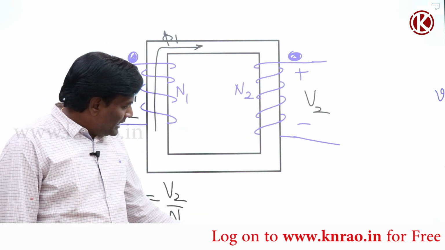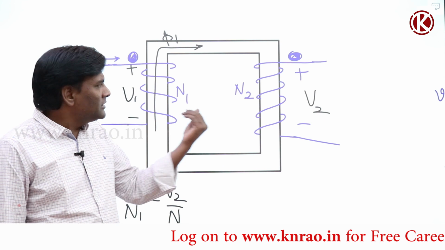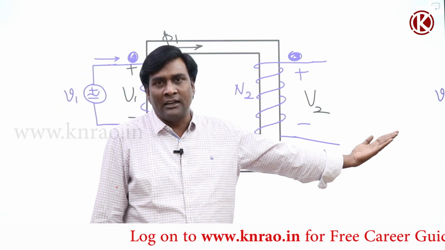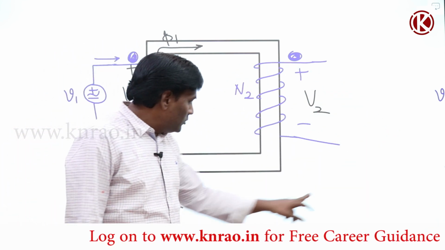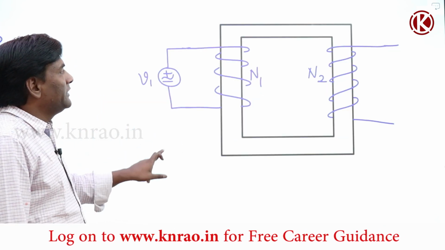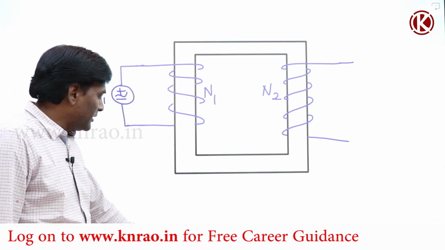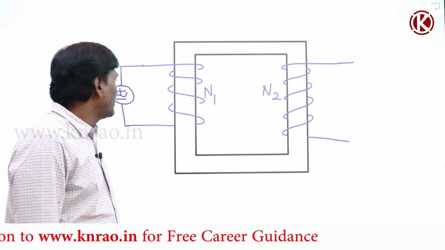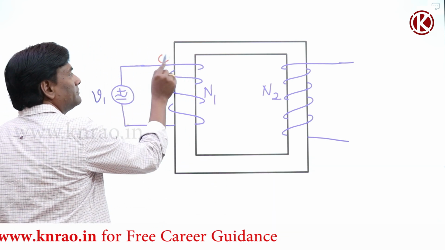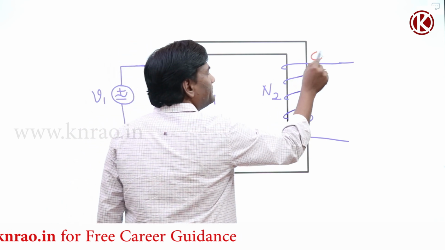Okay, now this is at no load condition. In the sense, nothing is connected to the secondary, nothing is connected to the second coil. Now let us think, if I connect something to the second coil, what will happen? See, again same story here, the diagram is same.